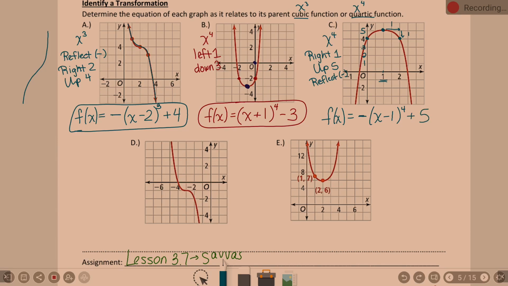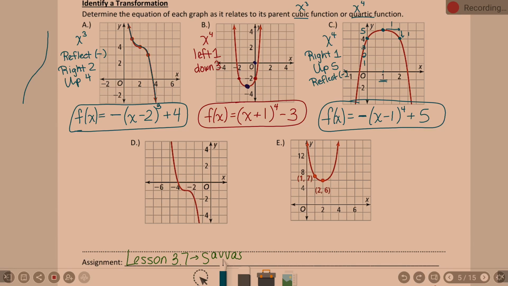Do you agree with what he told me to write? Does minus 1 tell me right 1 in the parentheses? Does plus 5 tell me up 5 outside the parentheses? X to the 4th, do I have x to the 4th? I do. And do I have my minus for a reflection? I do. Are you catching on how to write these? Yes? Maybe?